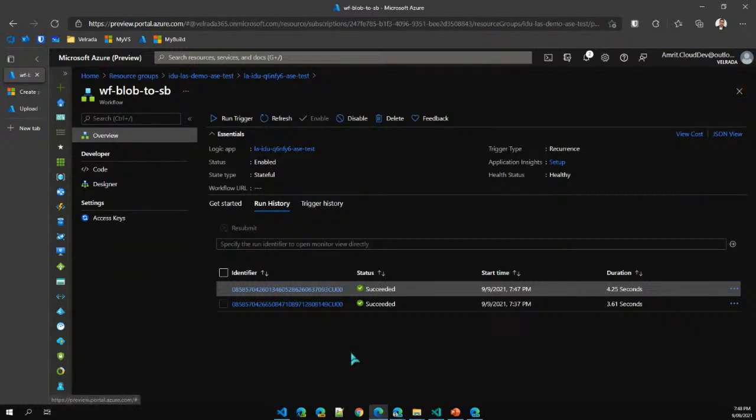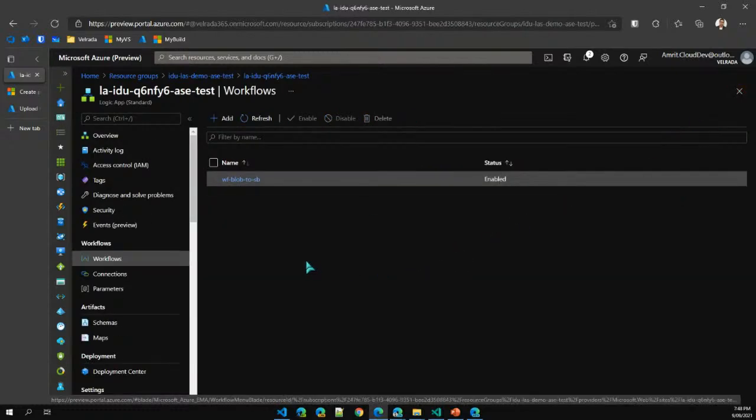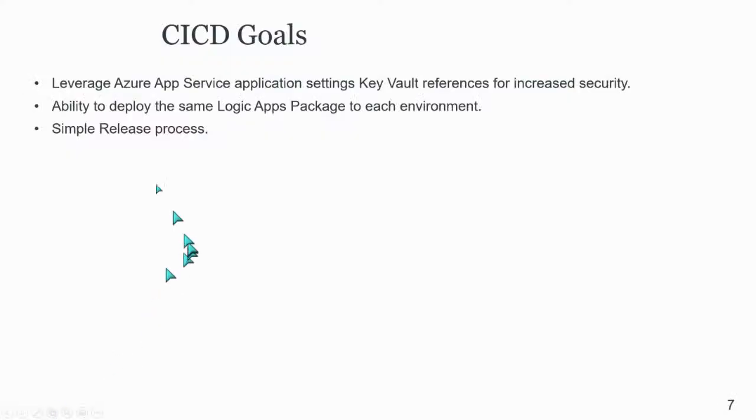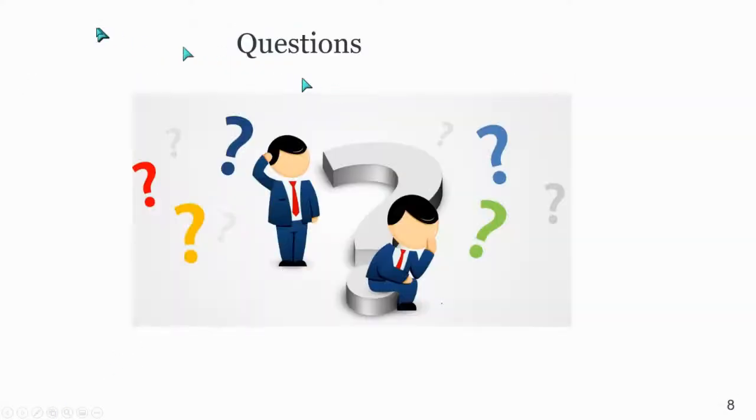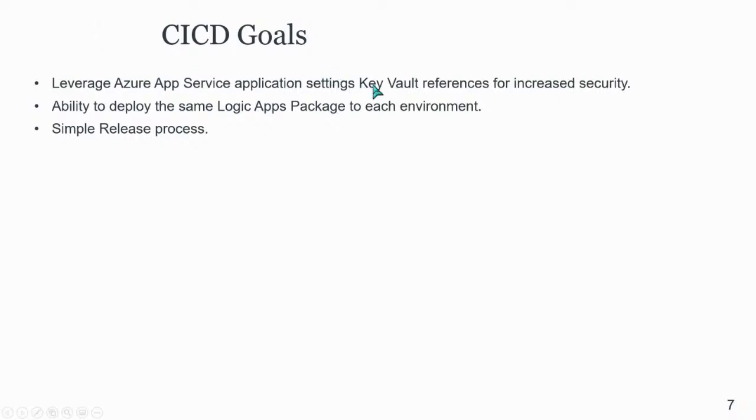So yeah, that's pretty much it. I think we are on time, pretty much. So I achieved all the goals that I had, leveraging the key vault for increased security, and I packaged my logic app once in my build, and my release pipeline process is very simple. Now I can go back and add more workflows. I can add 2, 5, 4, and I don't have to change anything in my release pipeline.